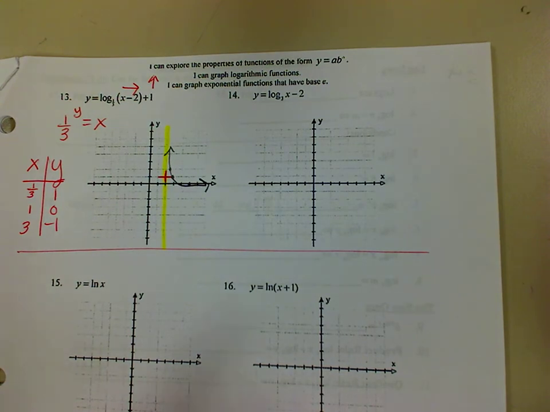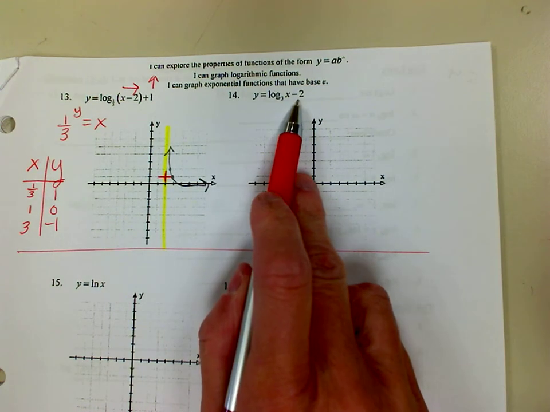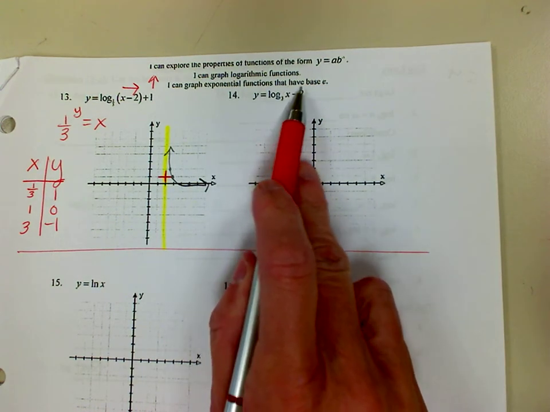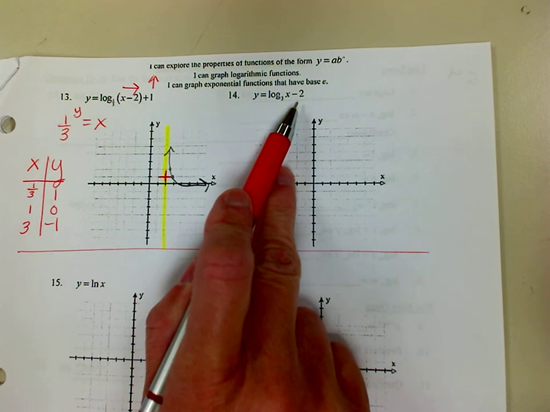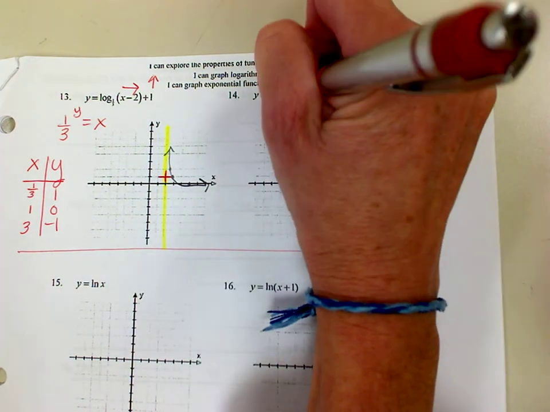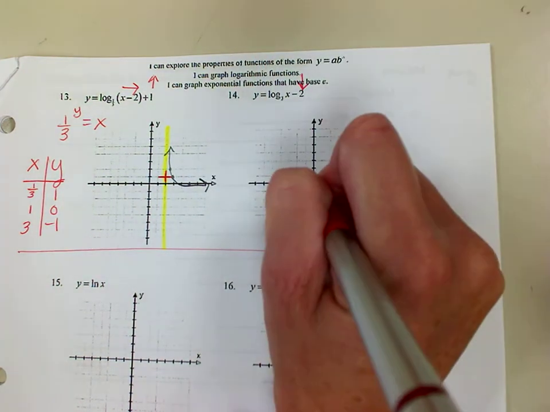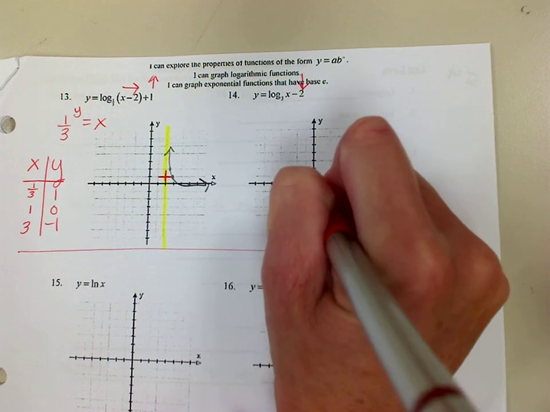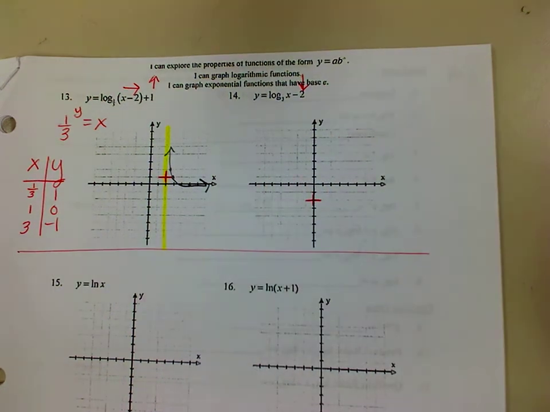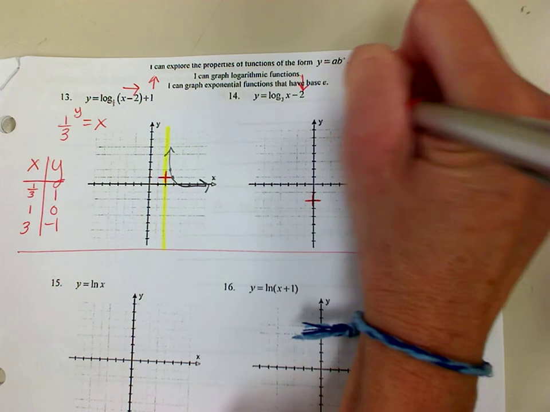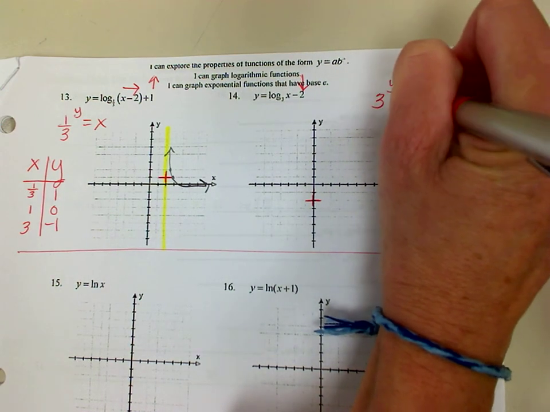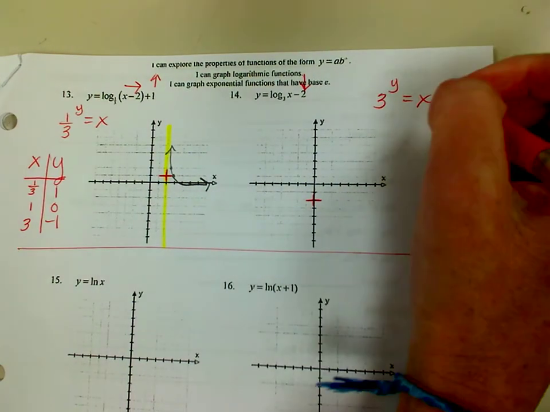Okay, 14. This number is actually by itself. If it was with the x, there'd be parentheses around it like this. So since this is by itself, that means to go down 2. Okay, now I'm going to rewrite it. So 3 is my base, y becomes the exponent, and it's equal to x.